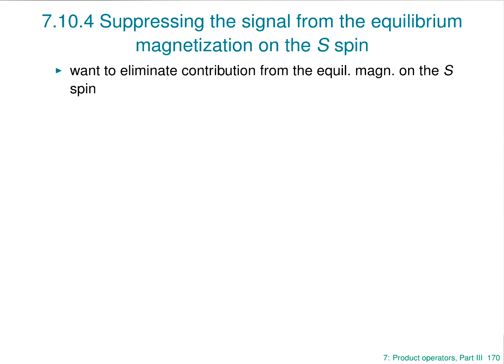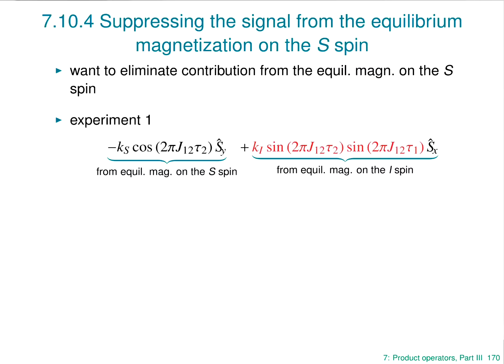Now we just need to give a little bit of thought to this term that arises from the equilibrium magnetization on spin S. So you've got one term which is transferred from spin I, and you'll see that that comes out as Sx. And then you've got another term which is the direct term that came from spin S, and that comes out here as Sy. And in fact, we don't really want this latter term, because it will perturb the spectrum, it may mess the spectrum up, it may actually detract from the intensity.